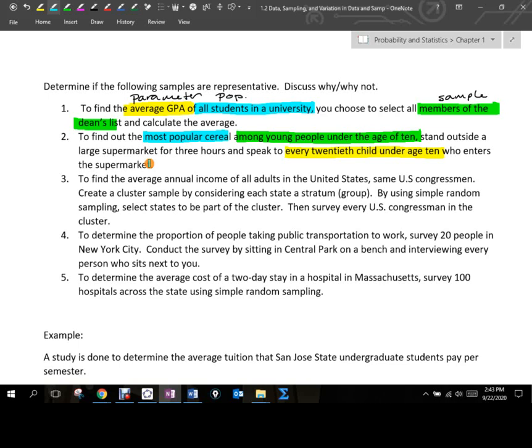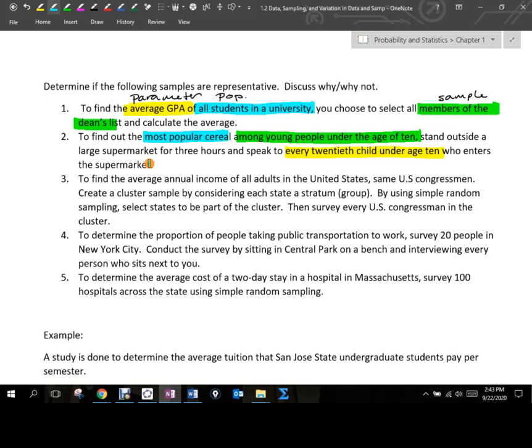Okay. Different areas, whatever. But when I say among young people under the age of 10, I guess I'm thinking all young people in the world, right? Or maybe in the nation or whatever. Maybe you should narrow your focus on that. Maybe say, young people in Allen County or something like that, and that might allow you not to have to go to so many supermarkets.